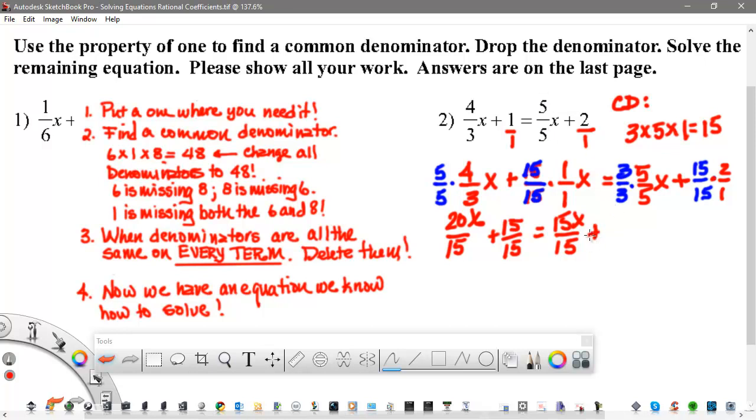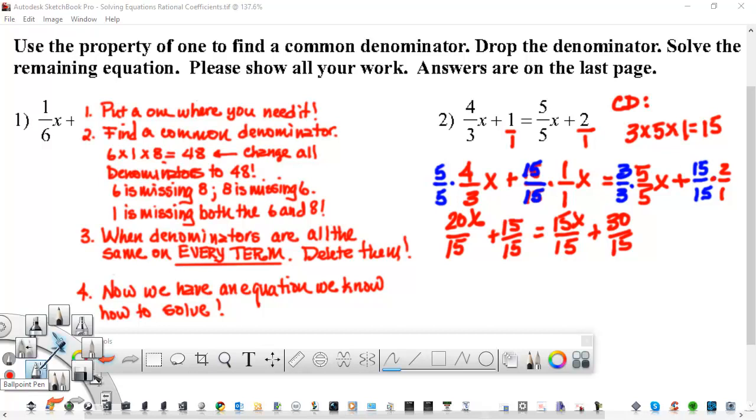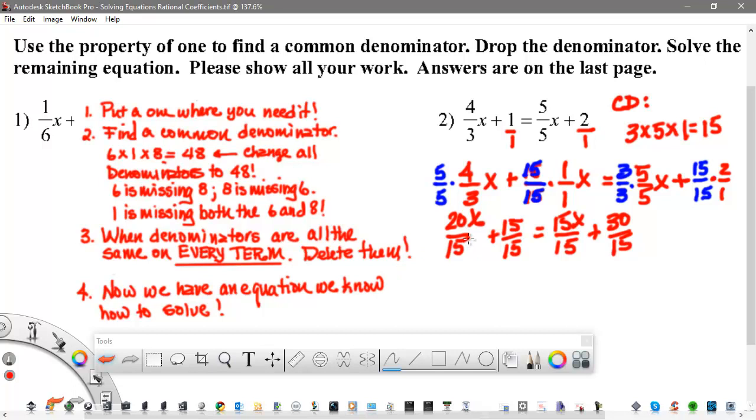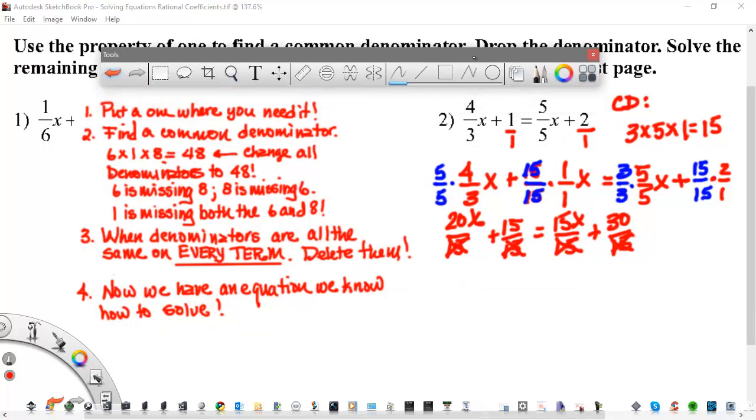And for the last one, I don't think this is right, is it? Oh yeah, it is. I should have 30 over 15, because I had to go 15 over 15 to the top and bottom. Now do you see where I have the same denominator everywhere? So find a common denominator, and I have to use this idea of multiplying by 1. You can see it in blue. Now what happens if all the denominators are the same? You can delete them or just cancel them out. You just drop them.